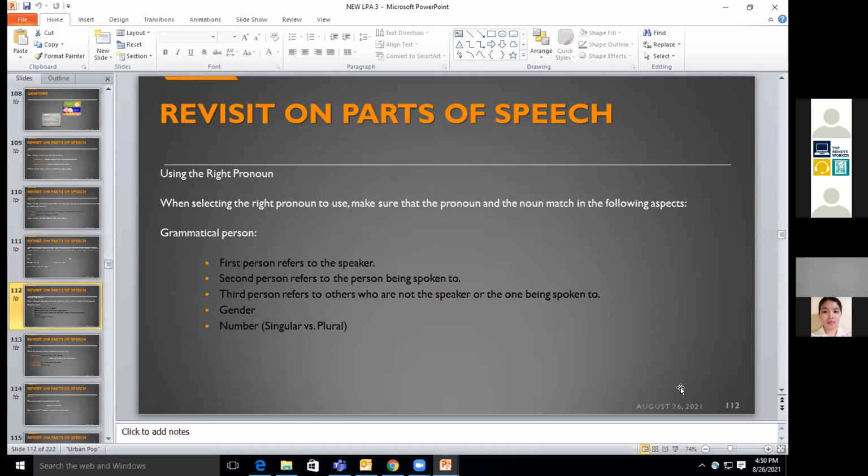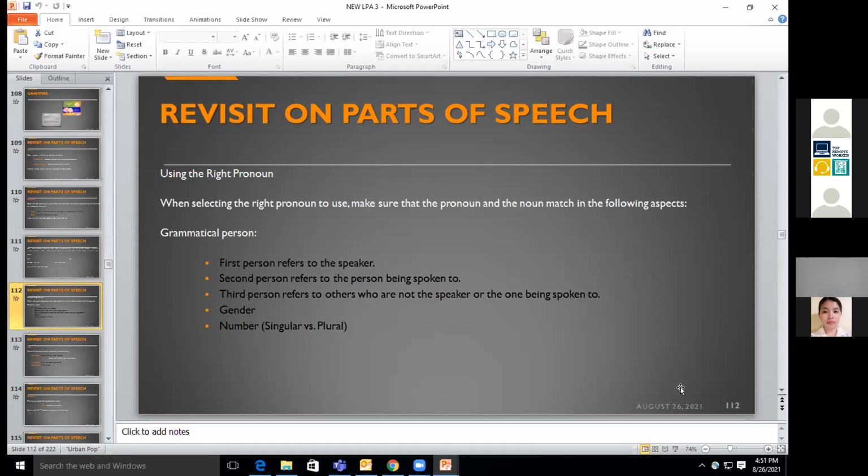Using the right pronoun. When selecting the right pronoun to use, make sure that the pronoun and the noun match in the following aspects. A grammatical person. First person refers to the speaker. Yeah, we interchange sometimes. Second person refers to the person being spoken to. Third person refers to others who are not the speaker or the one being spoken to.